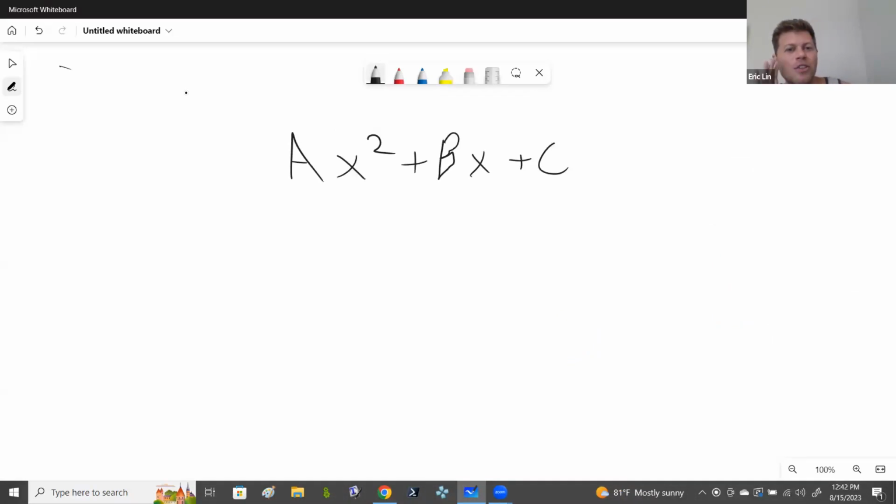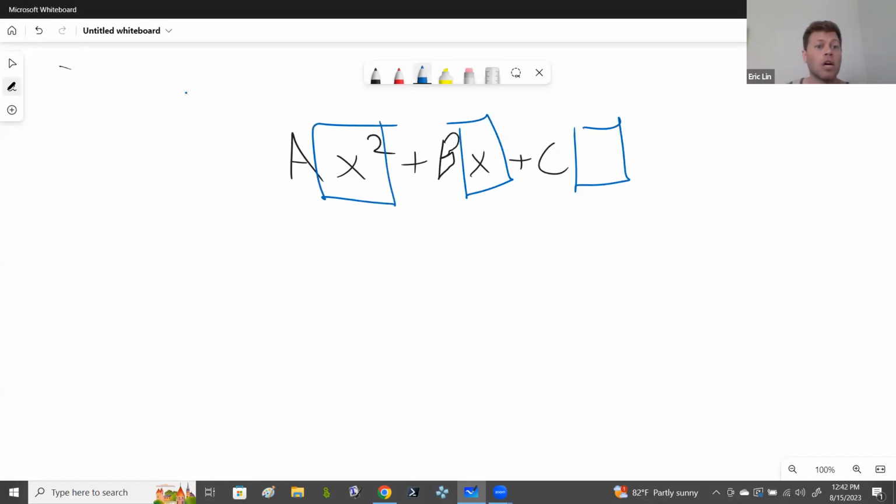Generally speaking, a quadratic looks like this. This is the standard form for a quadratic expression: ax squared plus bx plus c. What I want to point out is the powers of x. One is squared, one is to the first power, and then c, you could, if you wanted to, say this is x to the 0th power. We'll just say no x. There's no x here, right?